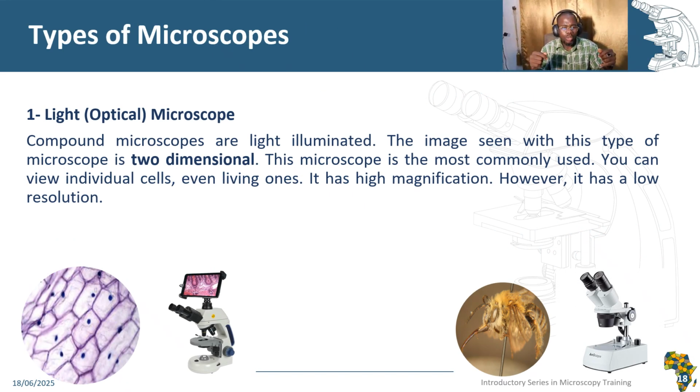What are light microscopes? Light microscope is a type of microscope that uses visible light as its source of illumination. These are the most commonly used type of microscope. All the types of light microscope virtually produce two-dimensional images with a few exceptions.